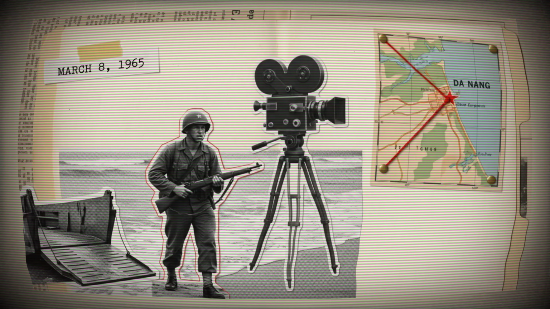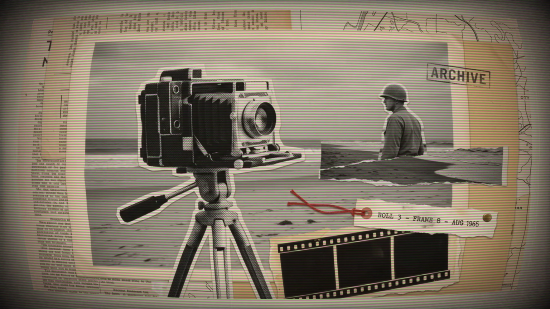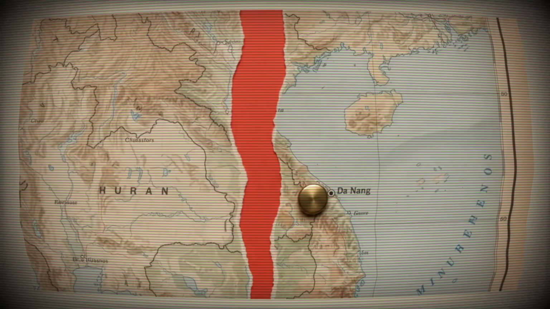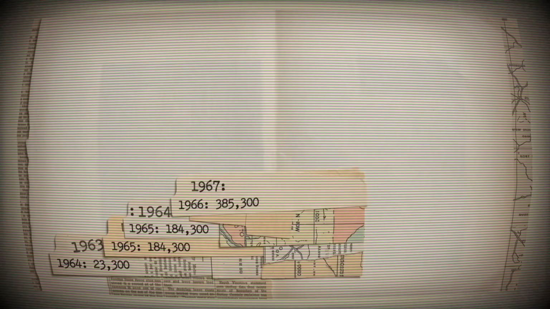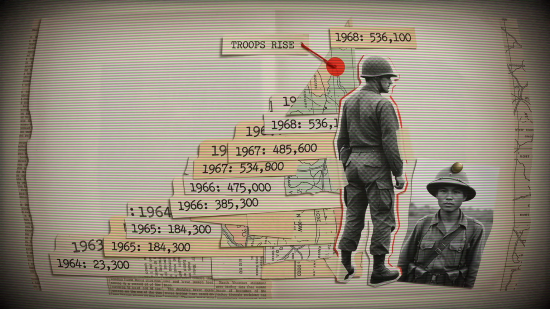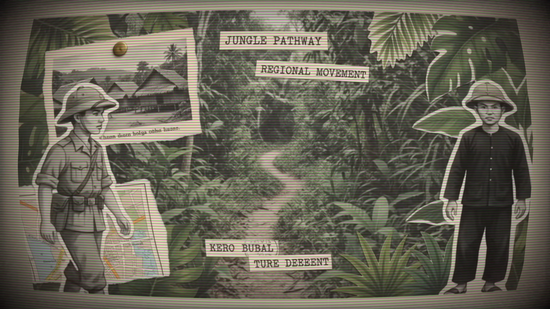March 8th, 1965. Da Nang, South Vietnam. US Marines stepped onto the beach as cameras watched from the sand. Their arrival marked a major escalation in a conflict already dividing Vietnam. American troop levels rose quickly, while North Vietnamese forces and the Viet Cong fought a grinding war across jungles, villages, and cities.